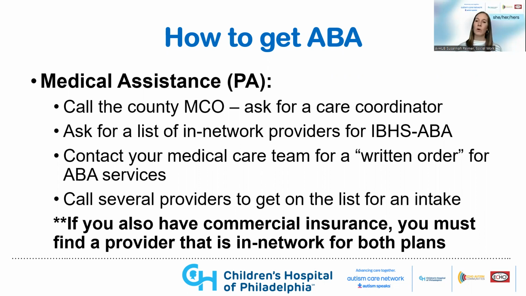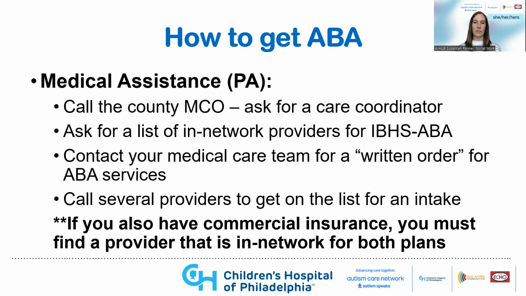And the written order is also going to provide some documentation of this confirmed autism diagnosis, because right now, in almost every case, a child or individual has to have an autism diagnosis to access ABA through insurance. And then the same thing, once you've got that information and you've got your written order, go through that list of in-network providers and try to call and see where you can get an intake and start the process for accessing services.